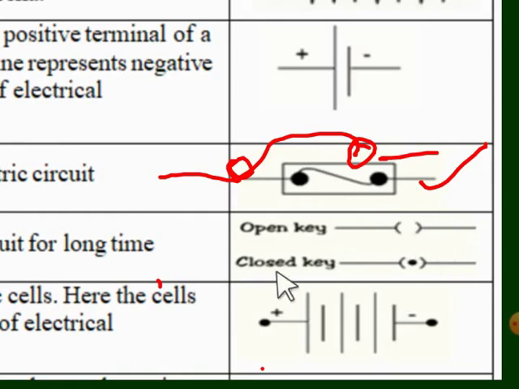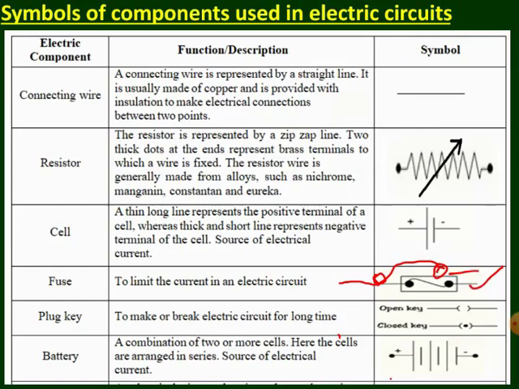In the closed circuit, a dot will be there in between these two curved semicircular parts. This dot represents a closed key. That means your plug key is plugged and connected, and so the current can flow from one side of the plug key to the other side. Got it? This is about your symbols.